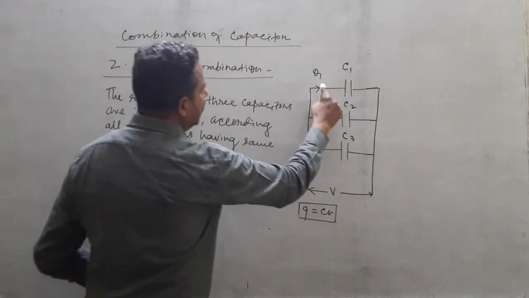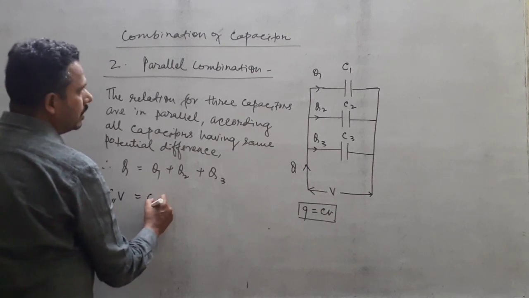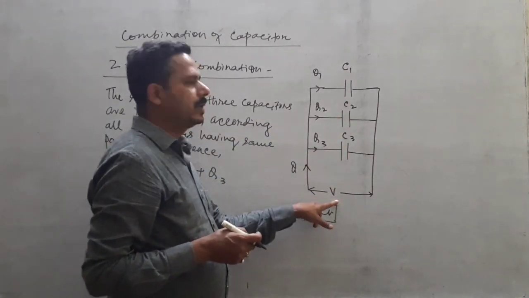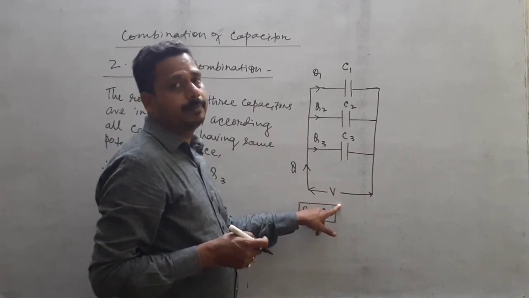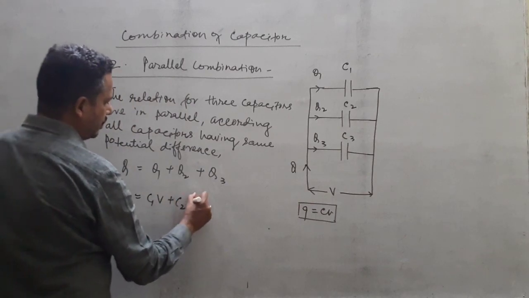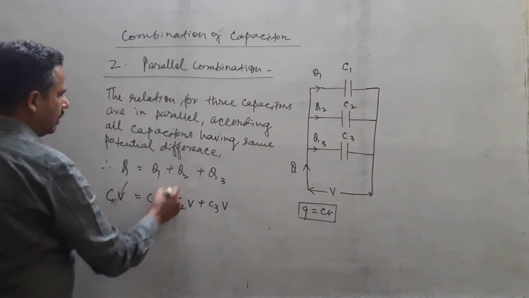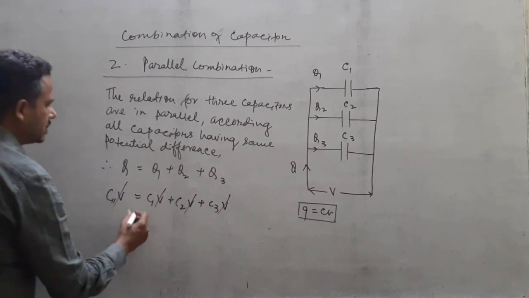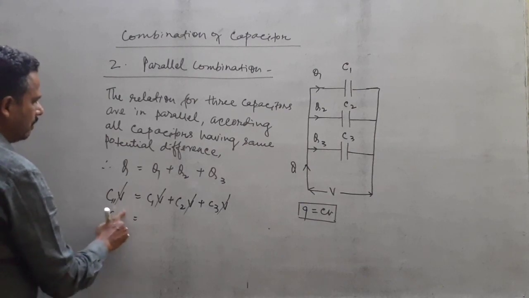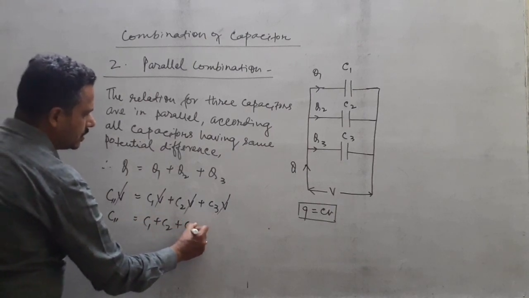Now for Q1, the charge on this capacitor is C1 times V, because each capacitor has the same potential V. Similarly for this one, C2 V, and for this one, C3 V. The common potential difference V will cancel. So the equivalent capacitance for the parallel combination, C parallel, is C1 plus C2 plus C3.